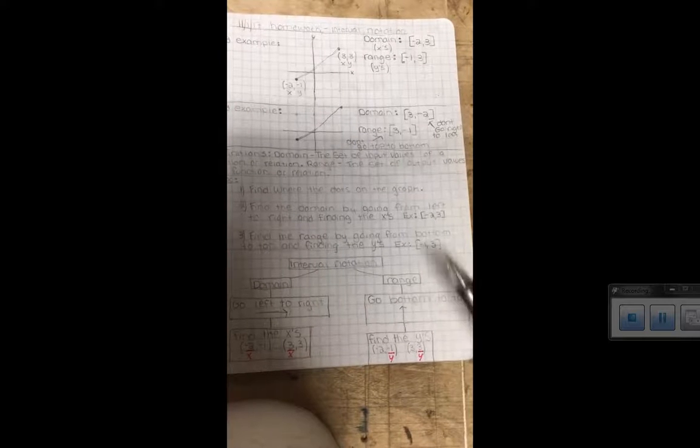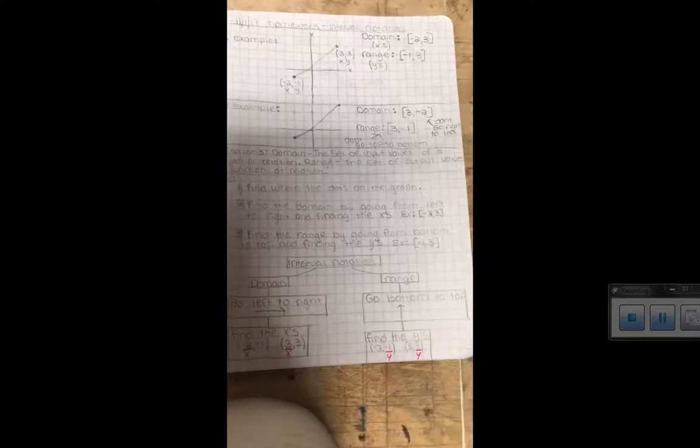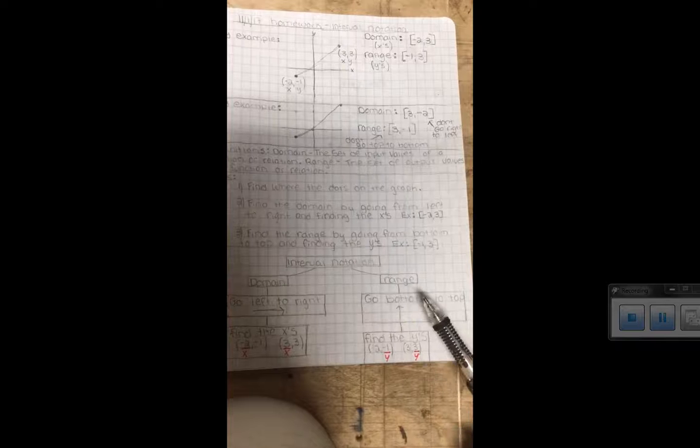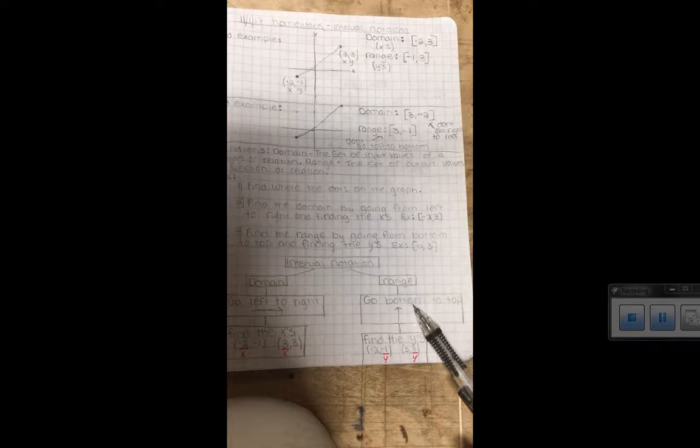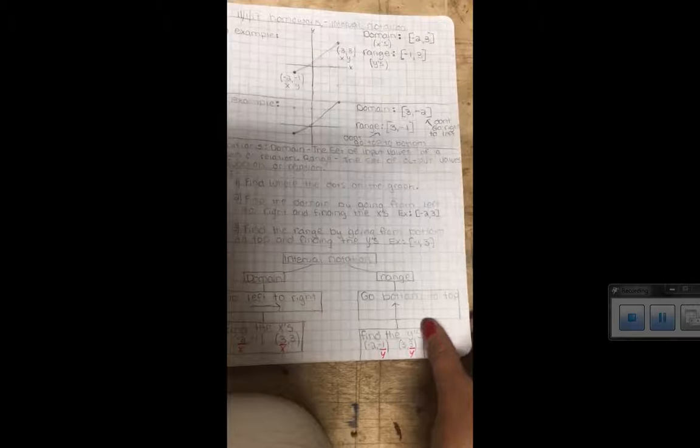For an easier way, for interval notation, for domain, you always go left to right, and you always have to find the x. And for range, you always go bottom to top, and then you have to find the y's.